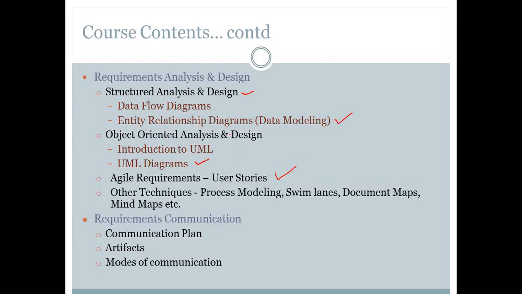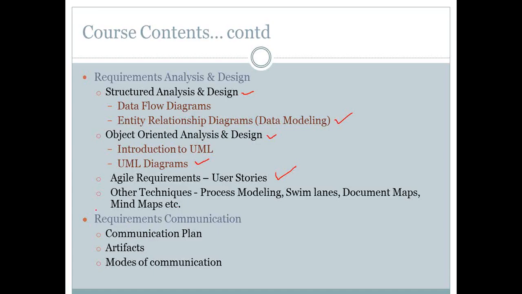Apart from these two main techniques of object orientation and agile, there are multiple other techniques which are more secondary in nature. So they are more kind of supporting ways of representing your requirements. It helps you to make your requirement a lot clearer. Those are the other techniques which we'll focus on, like process modeling or mind maps or wireframes. There are multiple other techniques. So we'll spend a session or two on learning these techniques as well.